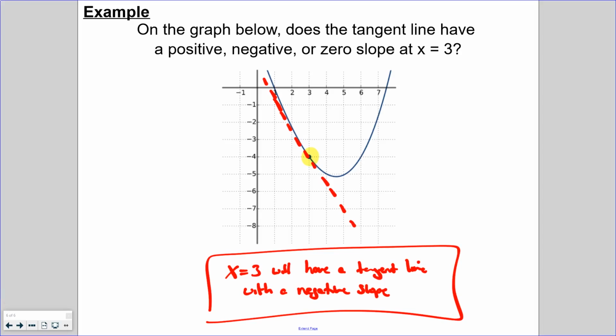Alright folks, and that is it for determining the sign of the slope of a line tangent to a function at a given point.